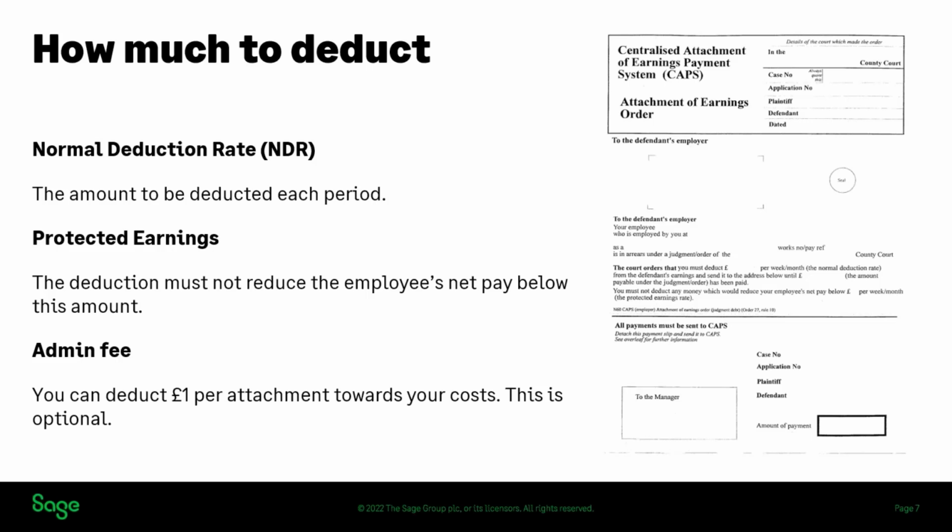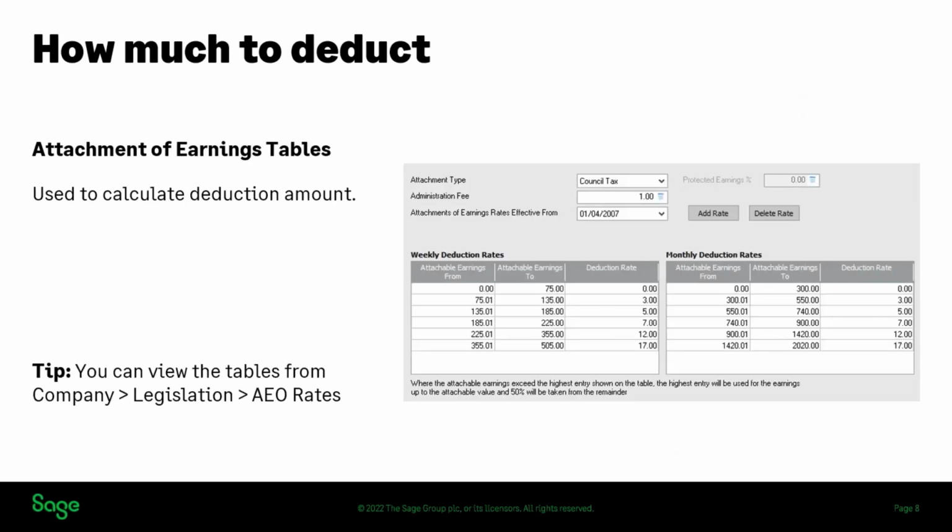So with a normal deduction rate and protected earnings, you're being given specific figures on the order you receive. However, with other types of attachment, you may be given tables to actually calculate the deduction amount. So particularly when there's variable pay, there might be a table that has banded earnings, so attachable earnings from and to, and then it will give you a percentage rate or an amount to deduct if your employee's attachable pay falls within these particular bands.